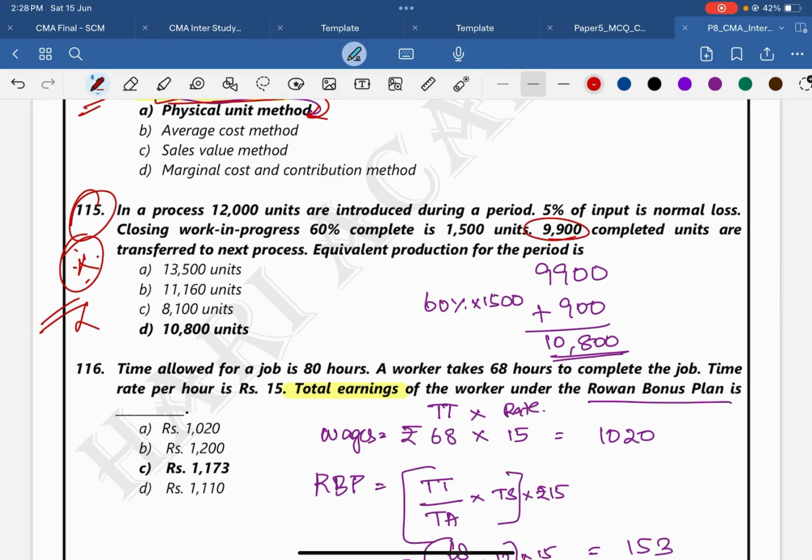The question is, 9,900 completed units you will take, plus work in progress is 60% of 1,500. 1,500 into 60% will give you 900. If you add, 10,800 is the equivalent units.